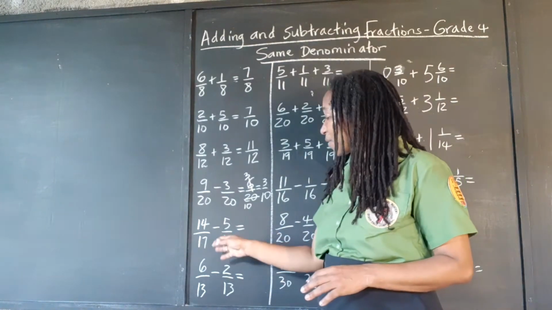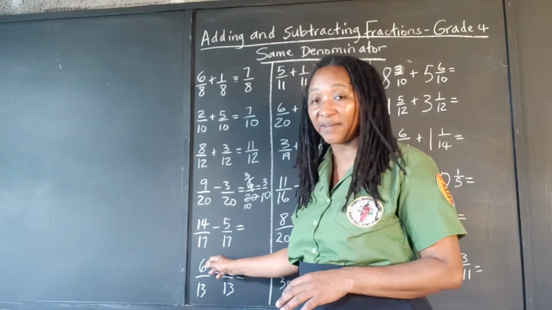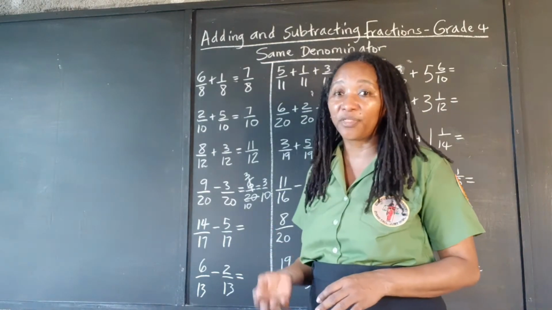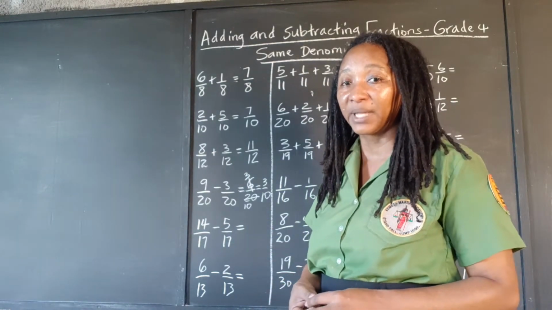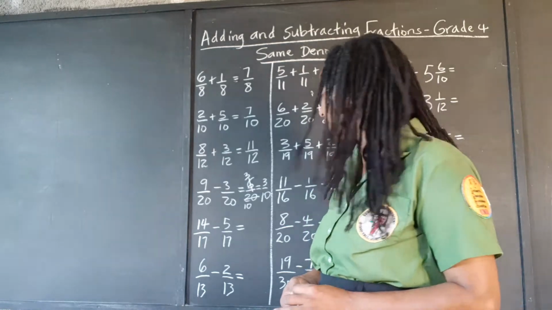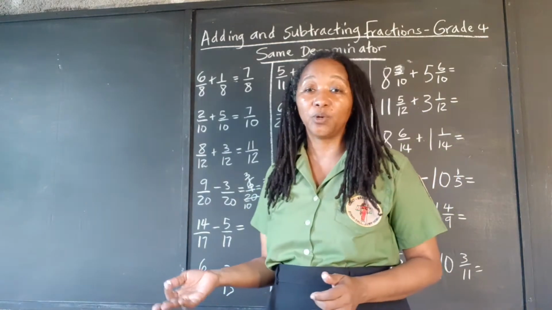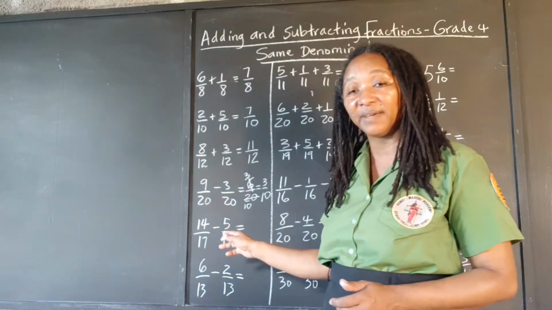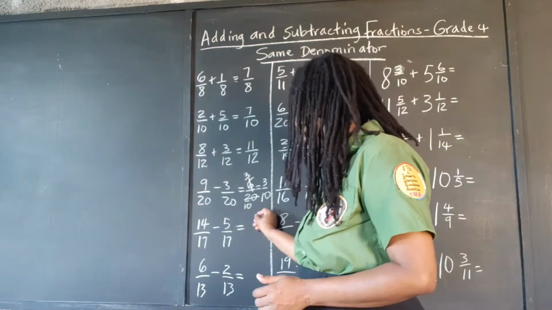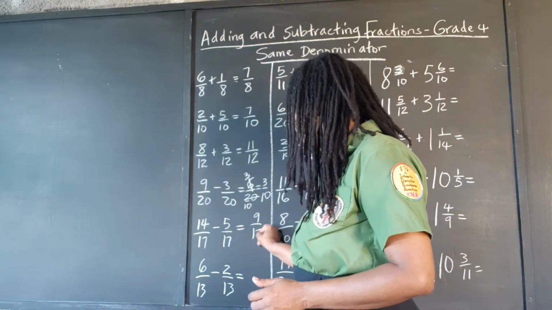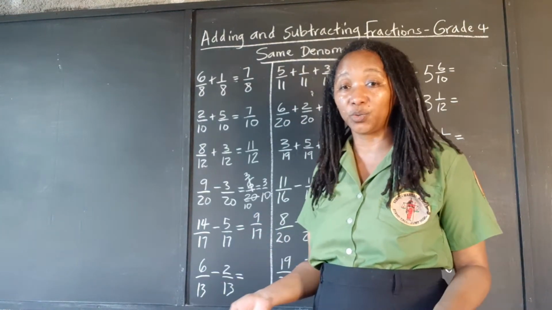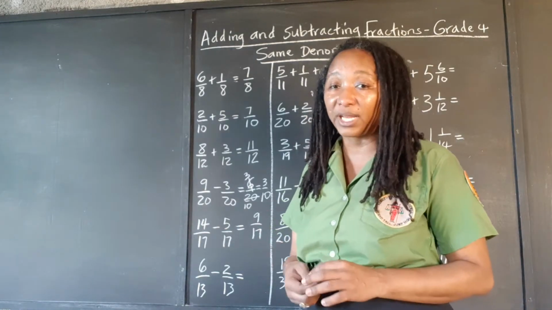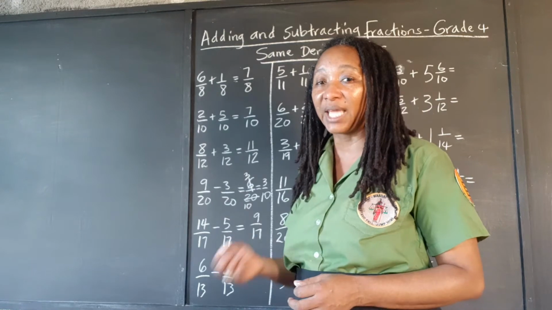Alright, so here we're subtracting 14/17 subtract 5/17. They are both over 17. 17 is the denominator for both of them. So we know that we simply go to the numerators and subtract. 14 take away 5, that's going to give us 9. So that's 9/17. And that's all we need to do. That's our answer. 9/17 is already in its simplest form. It cannot be reduced.